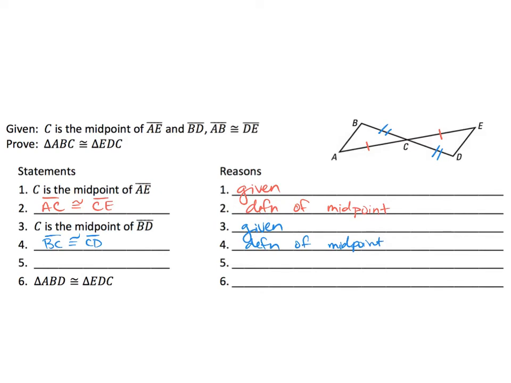Now, we know that we want to prove that these 2 triangles are congruent, so we have to have 3 pairs of matching sides based on what we have so far. In this case, we have one more given that we haven't used yet, and that is that AB is congruent to segment DE, and so that is this side and this side. So I do have 3 corresponding sides, so I can prove this statement using the side-side-side postulate.